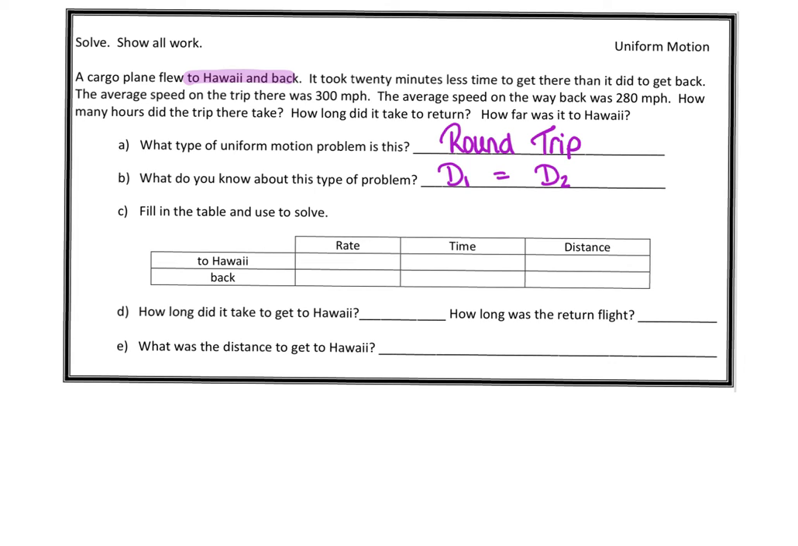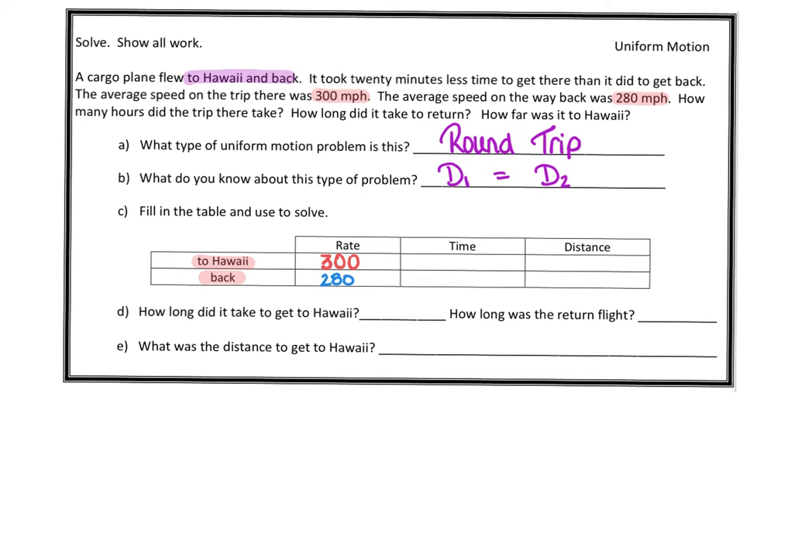We need to fill out the chart first and see what we're missing. All right. So the first thing we're going to look at then is they have given us speed. They've given us two different speeds, two different rates, 300 miles an hour, 280 miles an hour. When you do a round trip, you want to set it up with there and back. There and back. That's how your round trip charts will look. So what was the rate on the way there? 300. So I'm going to write 300. What was the rate on the way back? 280. Do I know either time?